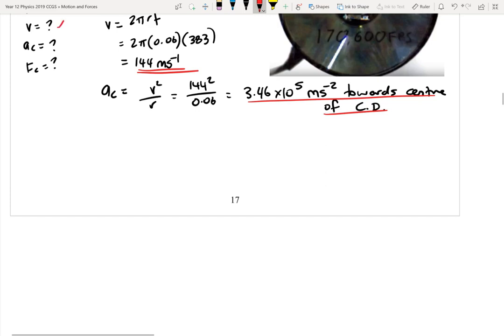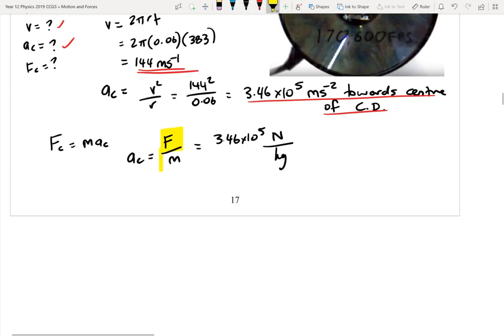Now, we can't find the force because force is going to require mass. However, we can rearrange Newton's second law and say that I could give you force per unit mass. I could say that it's 3.46 times 10 to the 5 newtons per kilogram of mass. Okay? So just have a look. We've got rearranging acceleration. We can get units. That's another unit for acceleration.